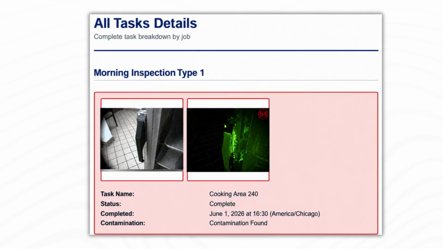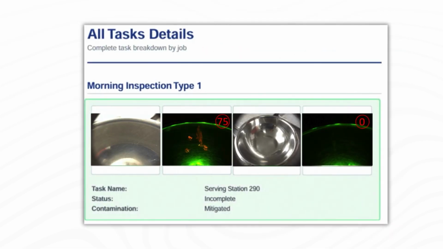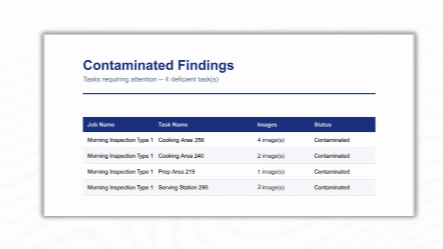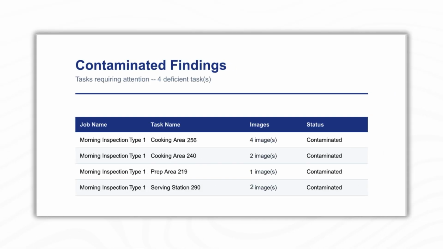The report also includes images from each inspected site and displays a fluorescence contamination index score to show the level of contamination detected. Red highlighted sections indicate failed or contaminated areas, while green highlighted sections indicate clean or mitigated locations. Reports can be generated and stored according to your organization's standard operating procedures, ensuring inspections were completed to the required standards and providing a clear, traceable record for audits and compliance activities.